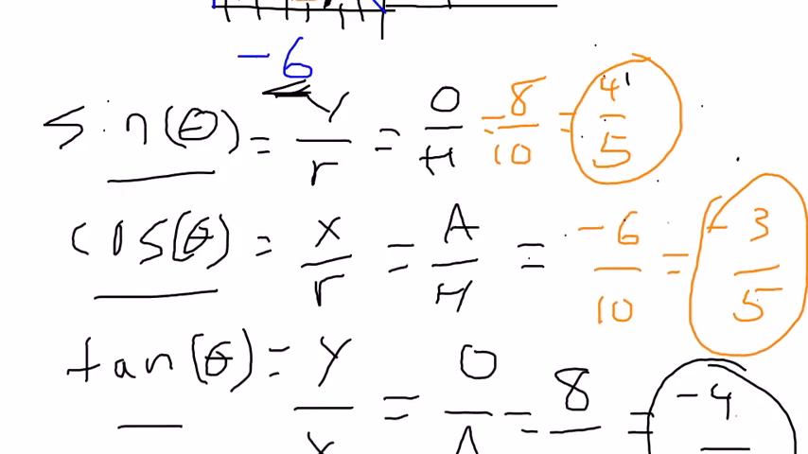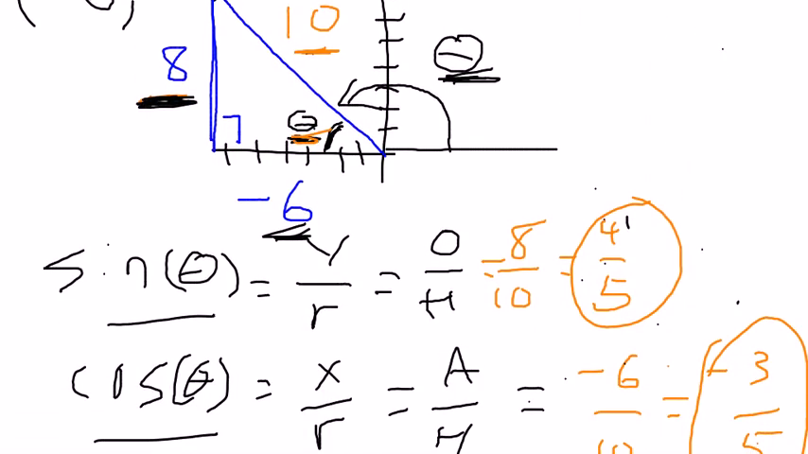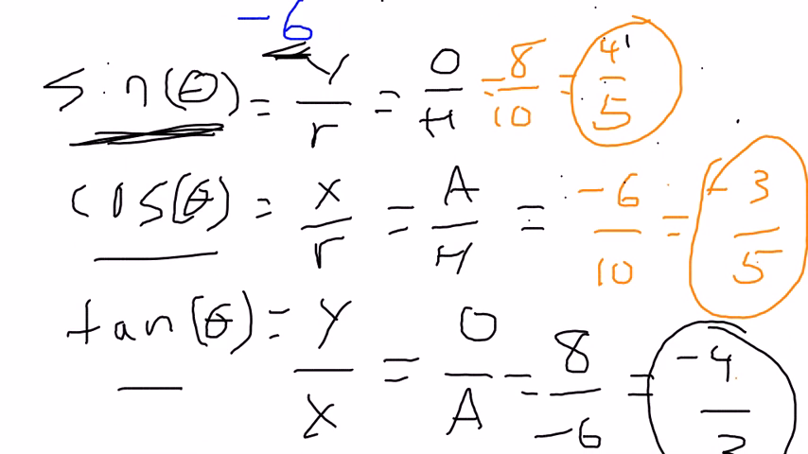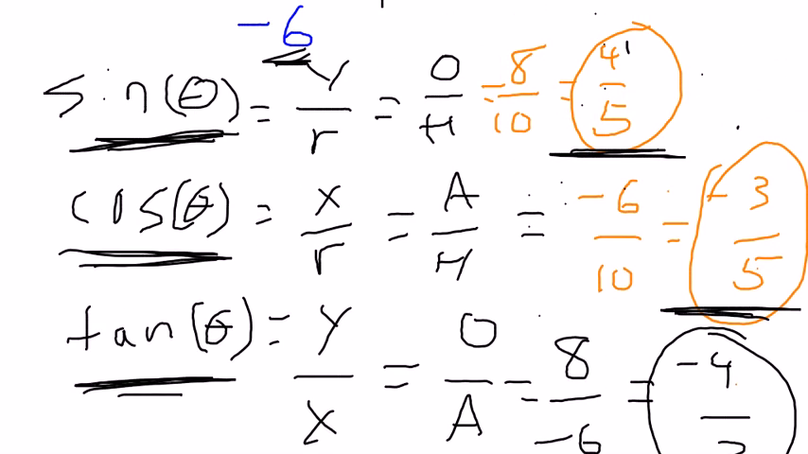For all of these problems, you're supposed to find the 6 trig functions. If I have sine, cosecant is just going to be the reciprocal of that. If I have cosine, secant will be this reciprocal. And if I have tangent, cotangent will be this reciprocal.